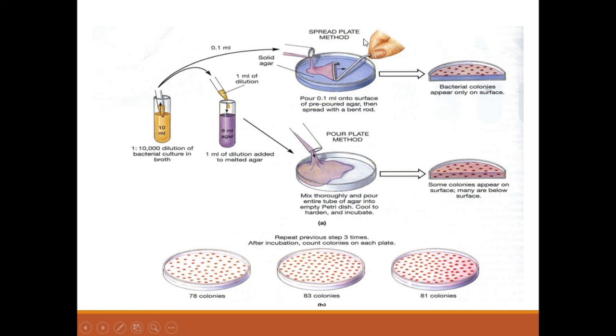In spread plate we will get only surface bacterial growth, so we can easily isolate. In PourPlate we will get growth on the surface and also inside the medium, because before pouring we are mixing the sample with the agar. So we can expect growth inside the agar also. But in spread plate we will get growth only on the surface. That's the difference. So spread plate is used for isolation, and PourPlate is used for enumeration.